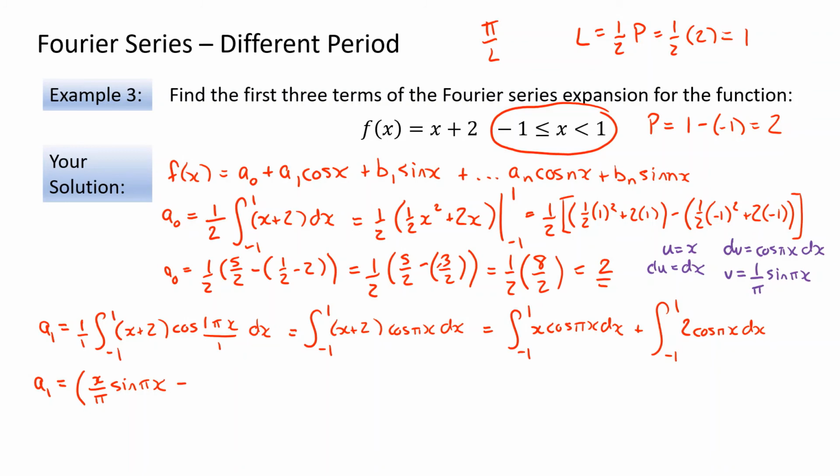And that's minus the integral of v times du, which is 1 over pi sine of pi x dx. Okay? So all of that is evaluated once again at 1 and negative 1. In our second term, we can take the integral directly. Okay? So the second one, it's 2. Remember, we have to account for this pi. So just like we did in integration by parts, it becomes times 1 over pi sine of pi x. Okay, and that's evaluated at 1 and negative 1.